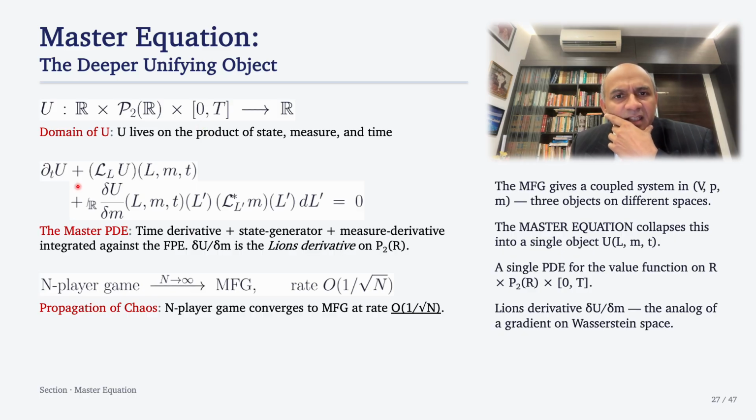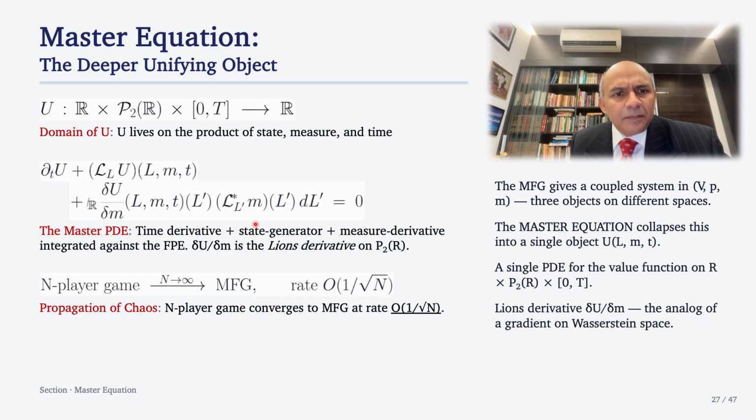The master PDE has three pieces: a time derivative, dtU, the state generator, LLU, and that's the usual drift and diffusion in L. And then we have a measure derivative term, that's the Lions derivative, dU/dm, and that's integrated against the Fokker-Planck operator. dU/dm is the Lions derivative, the analog of a gradient on Wasserstein space.